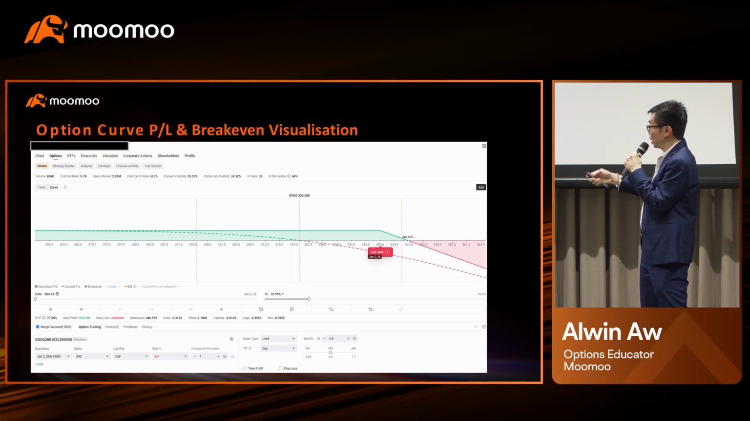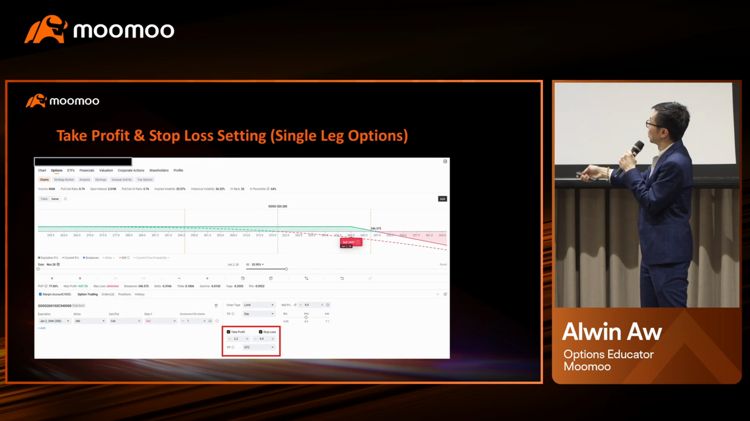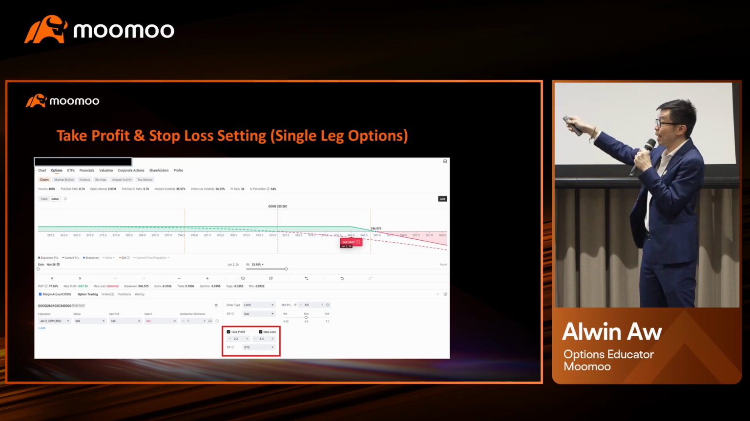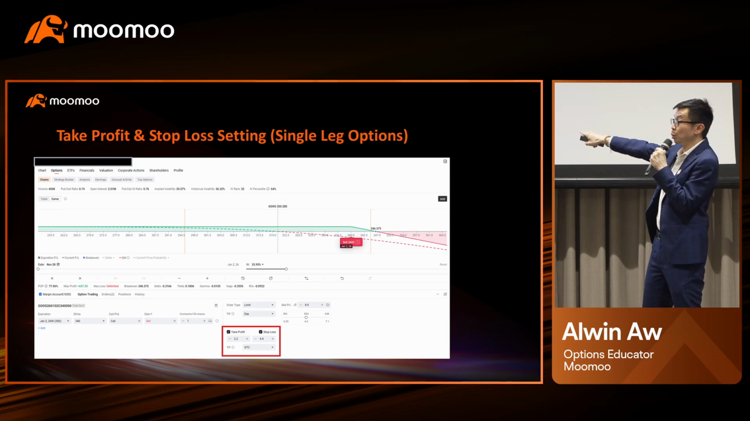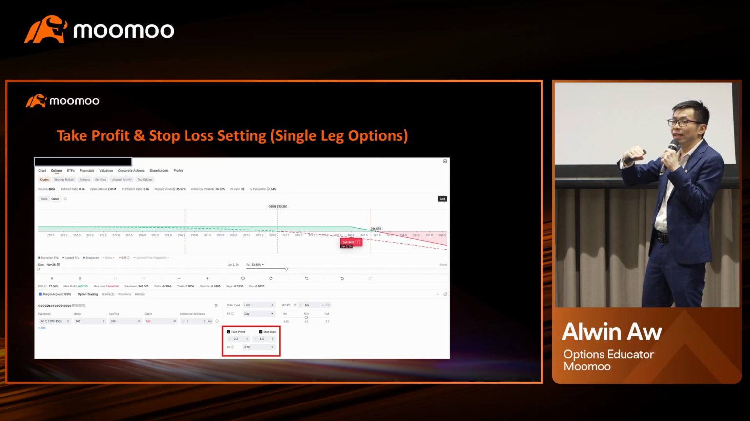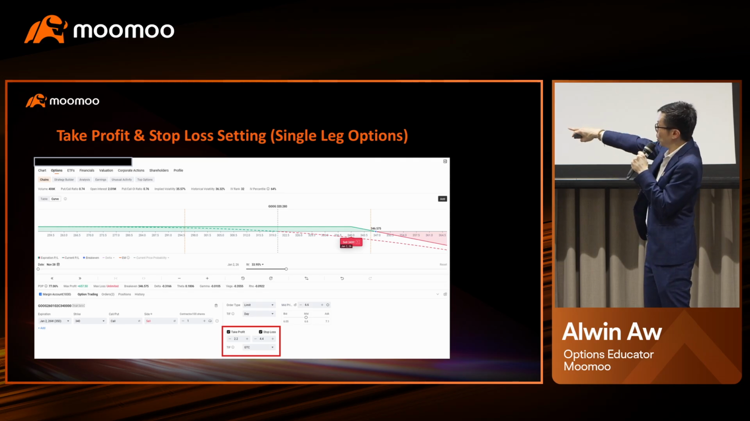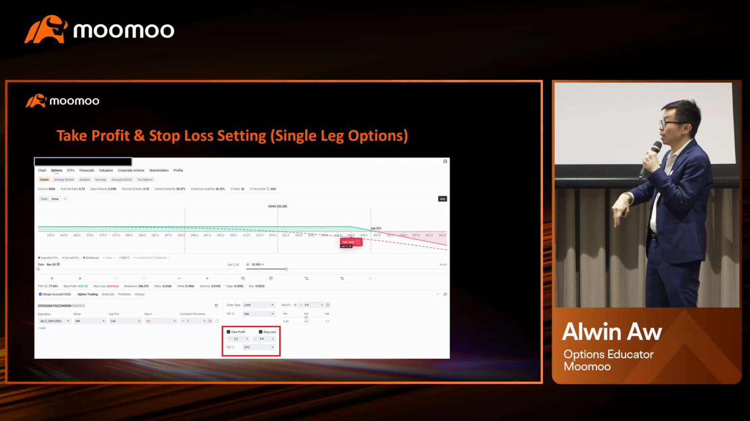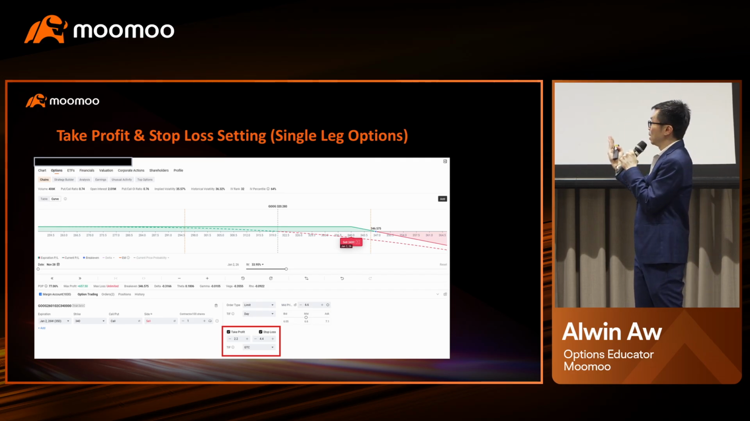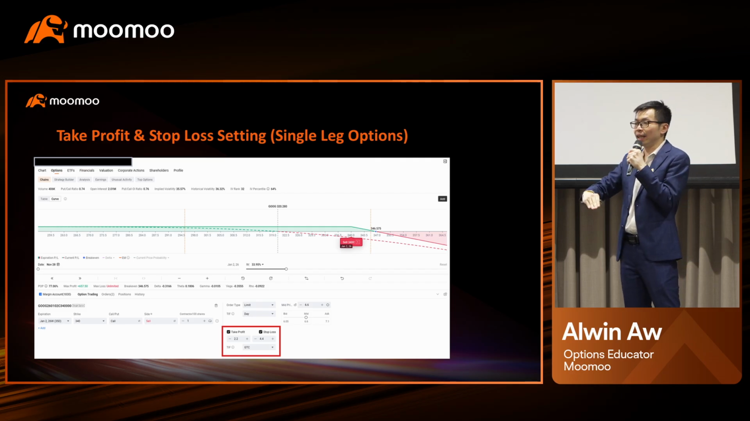Yeah, so then the last one, after you check your P&L and your break-even point. Then as a single leg option trader, you can also preset your take profit and stop loss. So before you even take on your trade, you can go down and look at your take profit and stop loss. Then you can put your value. So let's say this is $6.60 as an example. Because we are option sellers, my stop loss is at $4.40. It means how much I can potentially lose for this trade.